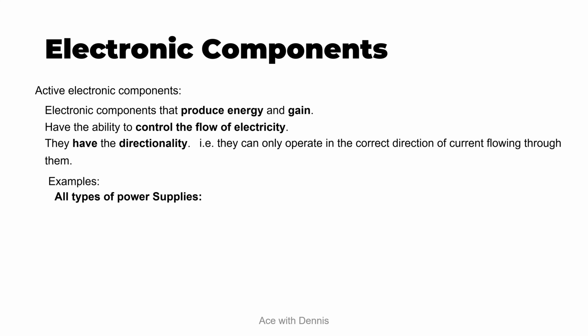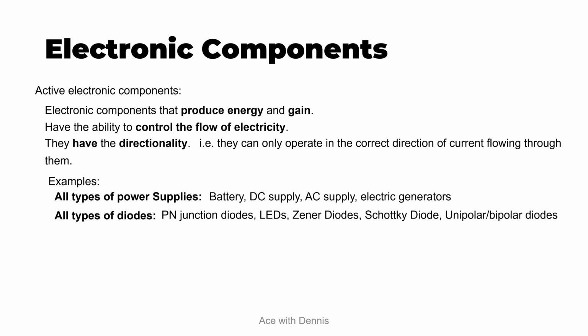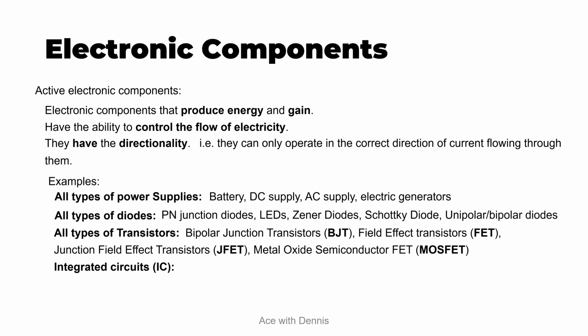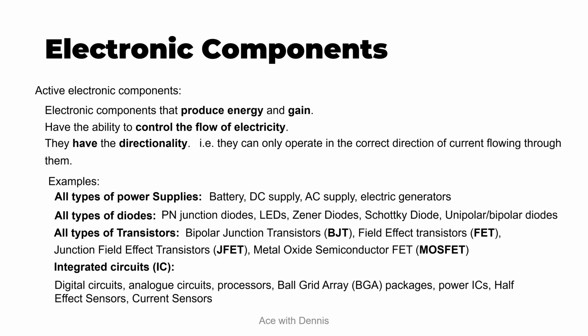The first is all types of power supplies, like battery, DC supply, AC supply, and electric generators. All types of diodes, for example, PN junction diodes, light emitting diodes, LEDs, Zener diodes, Schottky diodes, unipolar or bipolar diodes. All types of transistors such as bipolar junction transistors BJT, field effect transistors FET, junction field effect transistors JFET, metal oxide semiconductor FET, MOSFET. Integrated circuits IC. Examples are digital circuits, analog circuits, processors, ball grid array or BGA packages, power ICs, Hall-effect sensors, and current sensors.